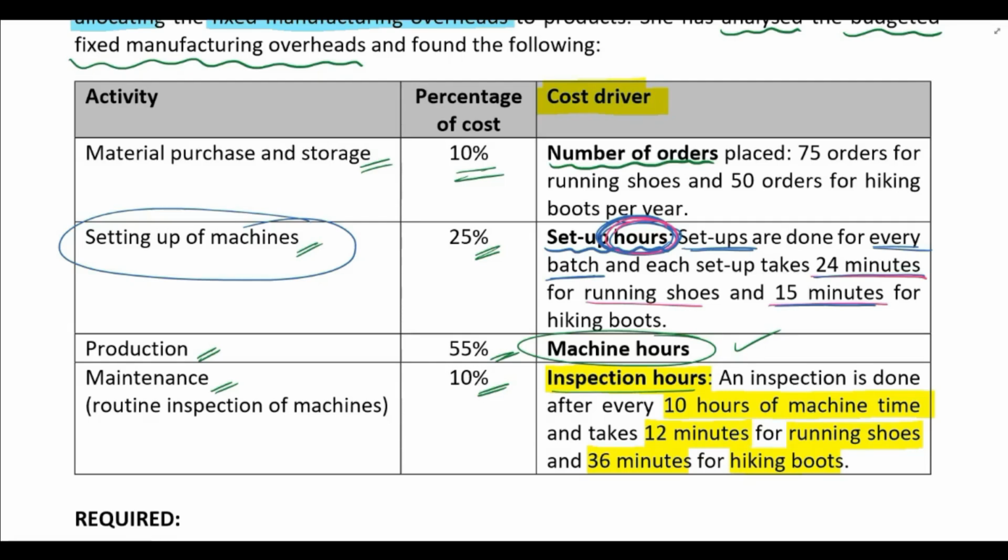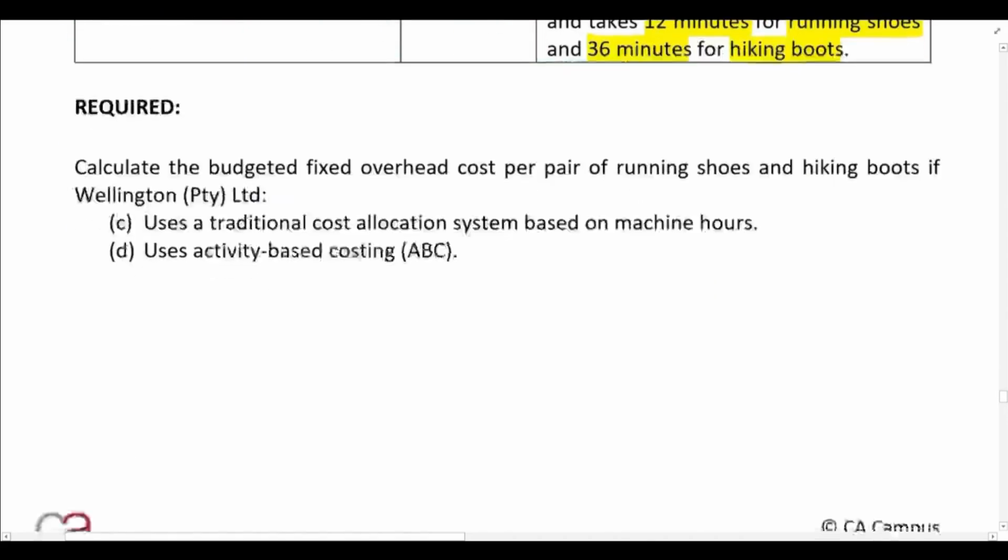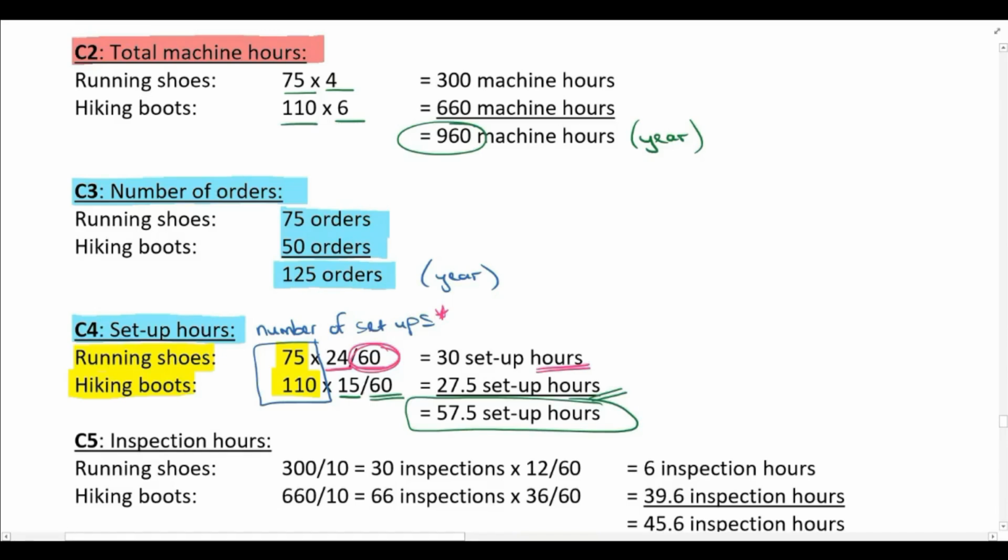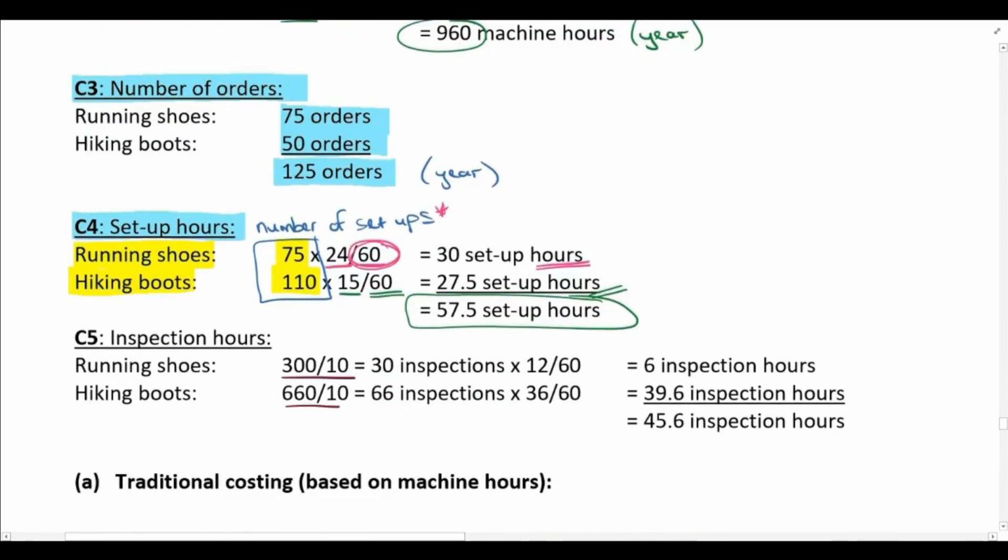First, all I want you to do is see that an inspection is done after 10 hours of machine time. That is when we do an inspection. So we need to take our machine hours that we've calculated in calculation 2, and we need to divide that by 10 so that we can get the number of inspections. Because we are told an inspection is done for every 10 machine hours. So if I have 300 machine hours for running shoes, that means I do an inspection every 10 hours, it's going to be 30 inspections. If I have 660 machine hours for hiking boots and I do an inspection every 10 hours, it means I'm going to have 66 inspections.